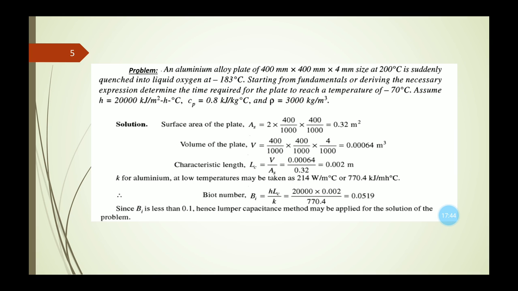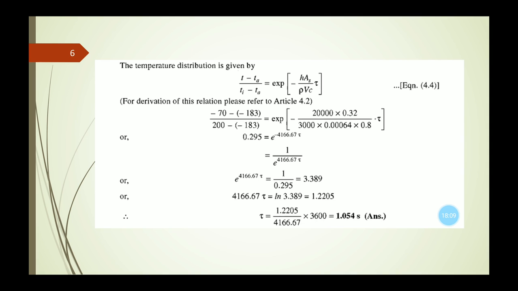Now here the Biot number is less than 0.1. So that means, as this concept was discussed earlier, when the Biot number is less than 0.1, the lumped capacitance method, or the lumped capacity analysis, can be applied here to solve the numerical. Now the formula for this lumped capacity analysis is T minus T infinity divided by Ti minus T infinity, equals e to the power minus hA by rho Vc multiplied by tau. This derivation was already discussed earlier.